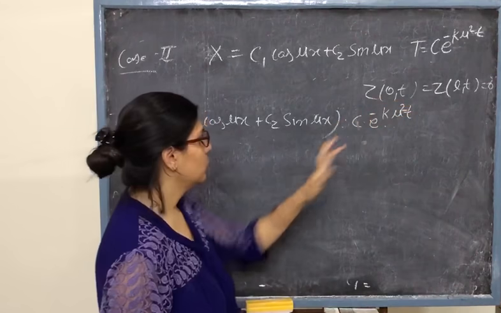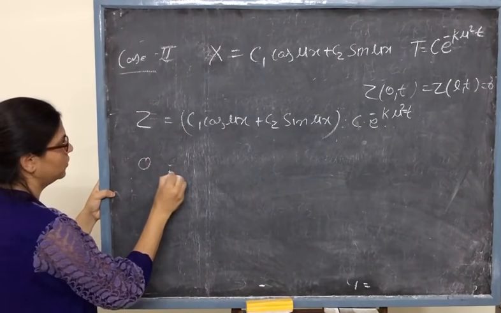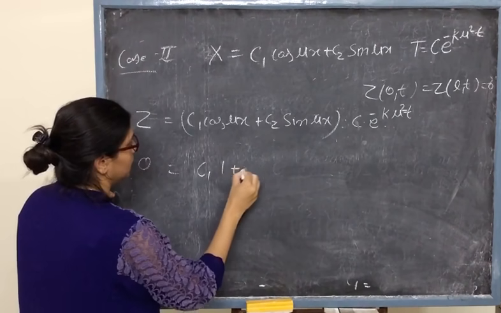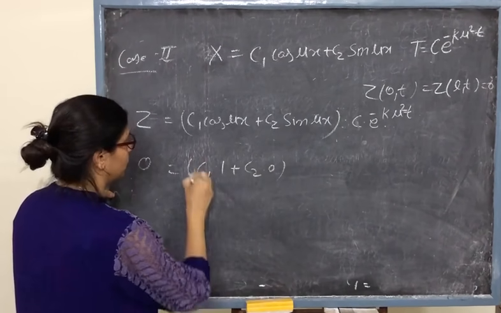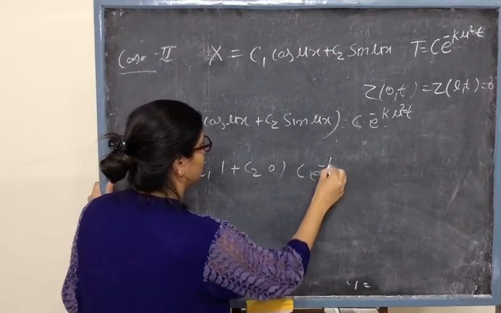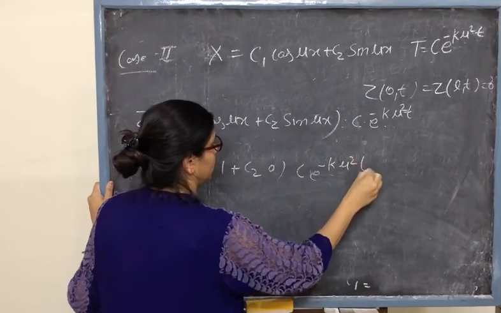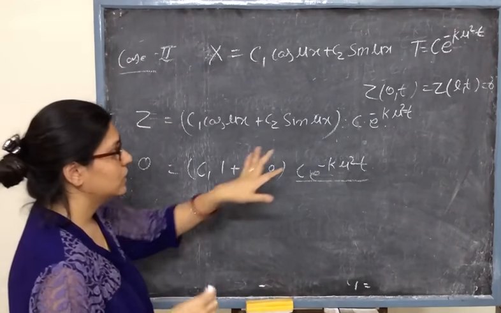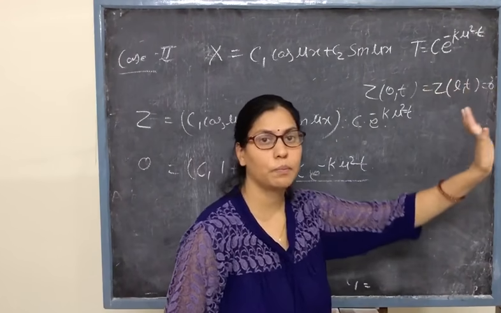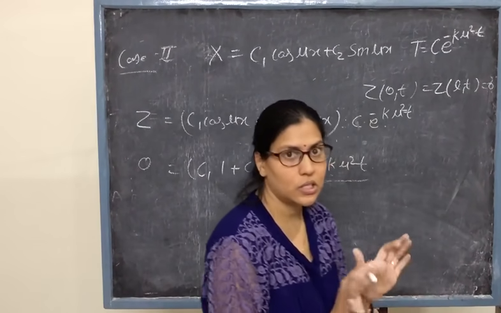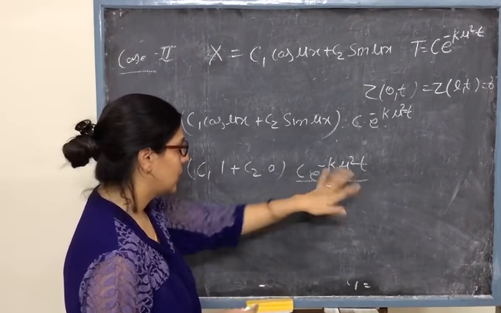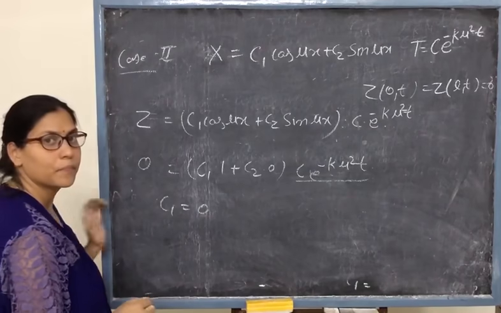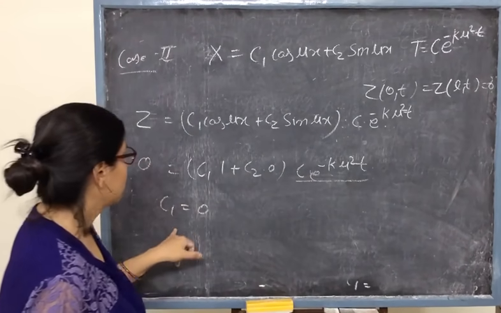Now putting x equals to 0, where z is 0, we will get c1 dot 1 plus c2 into 0, and c e raised to the power minus k mu square t. Now again this should not be 0 because here it does not affect t. If we put the conditions on x, it is not affecting t, so it is never 0. So what will we get here? c1 equals to 0. From this we get c1 equals to 0.